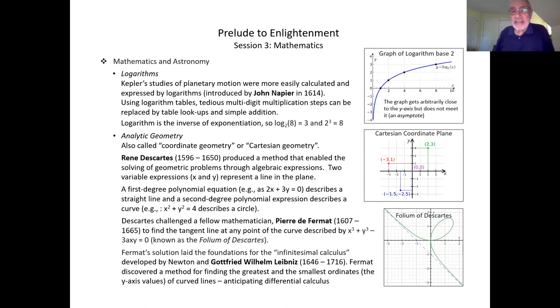Anyhow, moving on to mathematics in the period, because as great as Newton's physical breakthroughs were, the developments in mathematics and astronomy were perhaps even more important. So we find early in the century the development of logarithms by a man named John Napier, who introduces logarithms in 1614, because it's easier to explain tables that track planetary motion using logarithms. So logarithms are lots of multi-digit multiplications that can be replaced by simple lookups with a little addition thrown in.